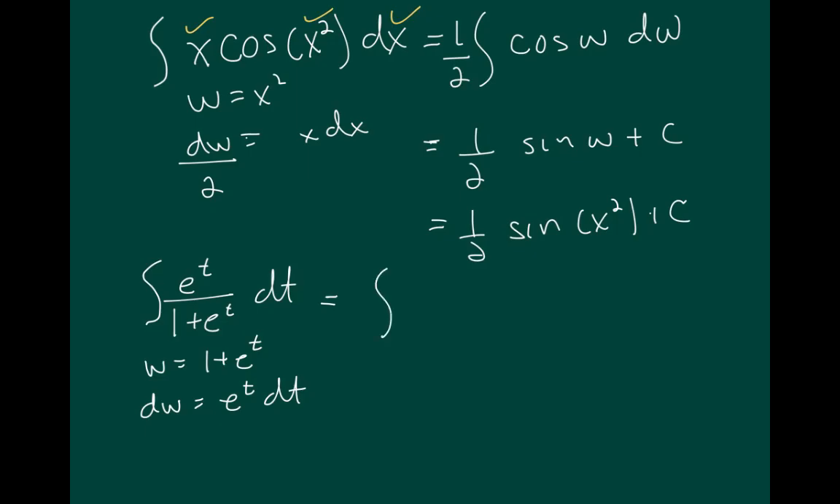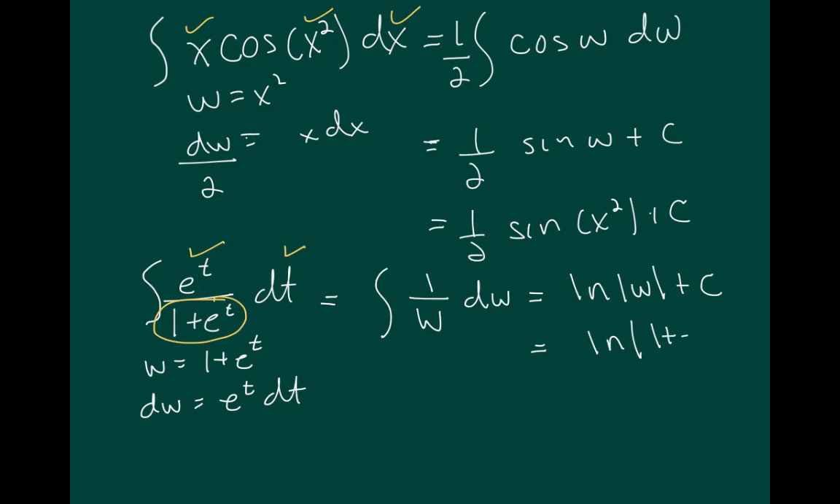I have the integral of 1 over w, and now my dt is taken care of in the dw, my e to the t is taken care of in the dw, and w takes care of the denominator. So as I rewrite this, everything is taken care of. And I see that I have the natural log. When I integrate that, I get the natural log of w plus c, which when I resubstitute is just the natural log of 1 plus e to the t plus c.